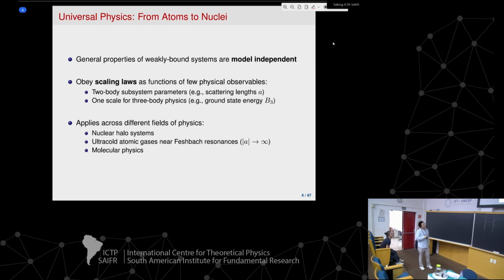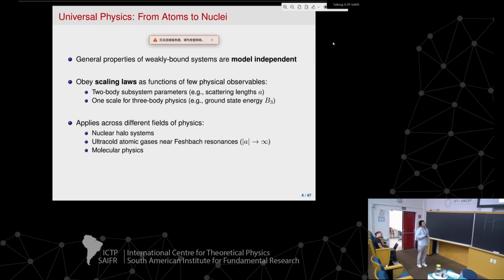Those few-body low energy observables will show up as universal scaling laws as functions of a few parameters. For two-body systems, the parameter can be the scattering length A, and if you go to three-body systems, you have an additional parameter that, for example, you can parameterize as the binding energy of the ground state of the three-body system. So basically, if you want to describe another observable, you write a universal correlation between the ratio of your observable and those parameters, two-body parameters and three-body parameters.